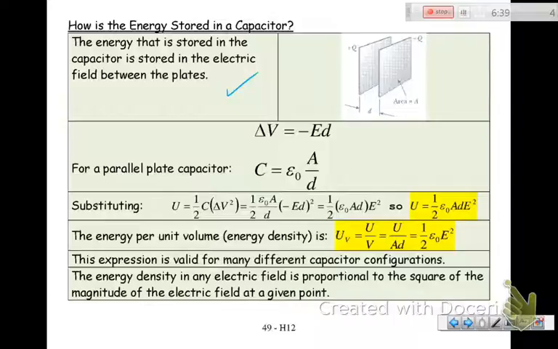And I know from my previous chapter that my potential is equal to minus the electric field times the separation. And I know that for a parallel plate capacitor filled with vacuum or air, so K is 1, C is equal to epsilon naught A over D. So I just combine these together and say, well, U, the energy, is equal to 1/2 C delta V squared, which is 1/2. C is that, so substitute that in. Delta V is that, square it.